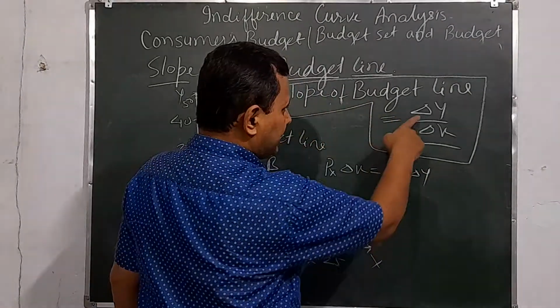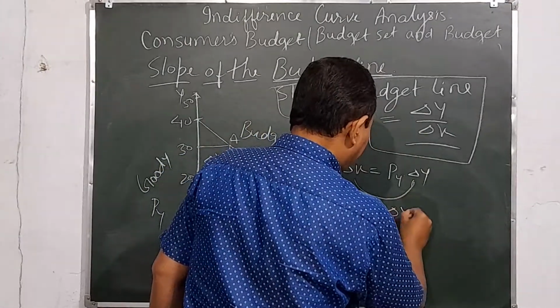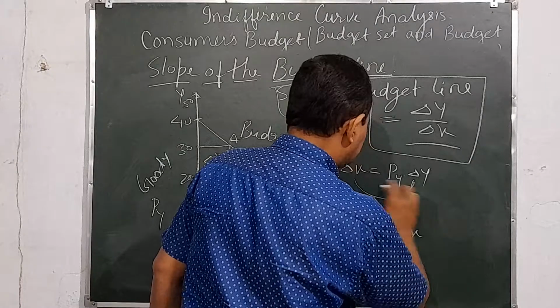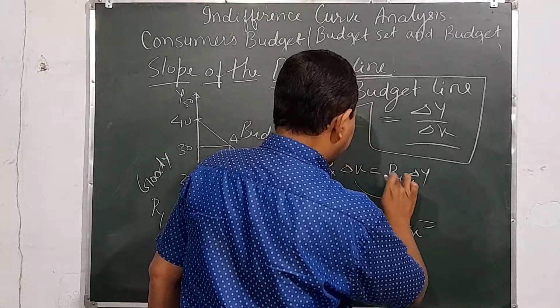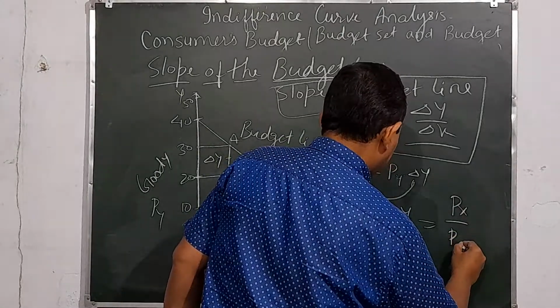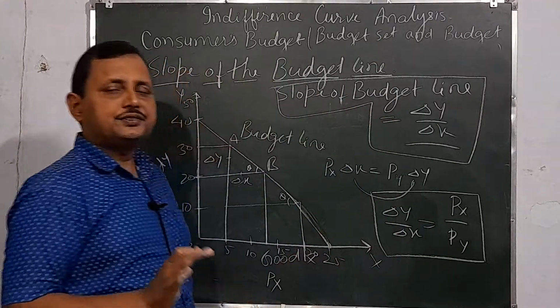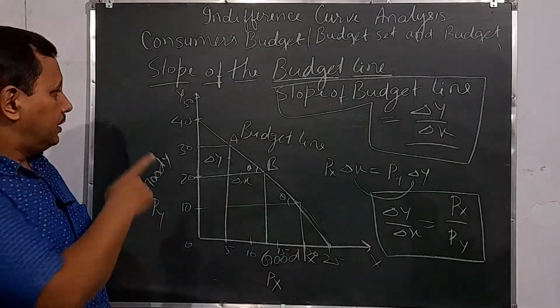Our slope of the budget line is delta Y by delta X. You divide delta Y by delta X, and then you will get Px by Py. So both equations represent the slope of the budget line.